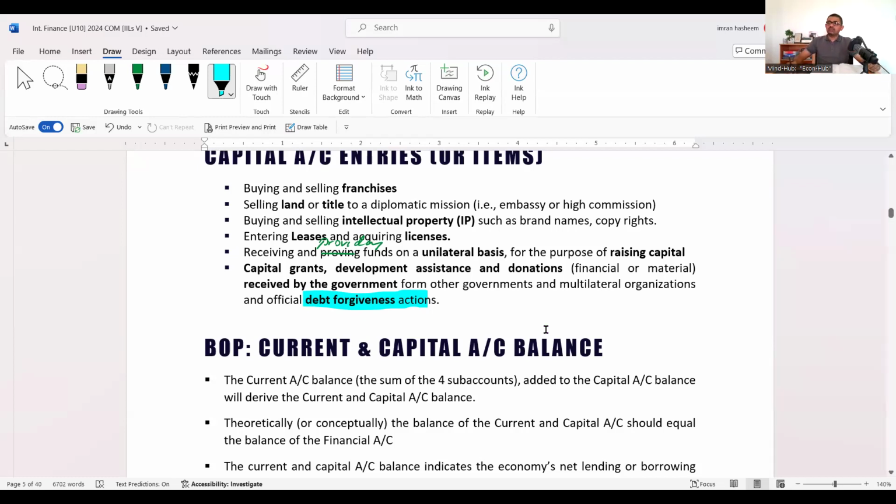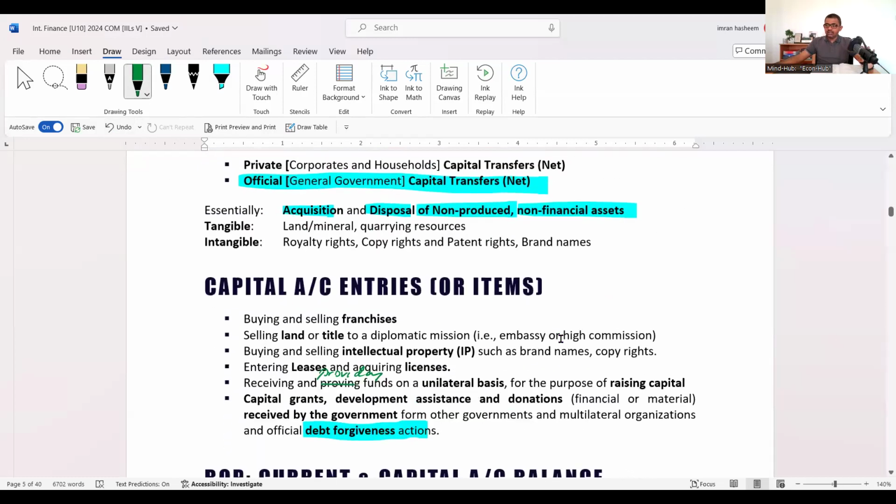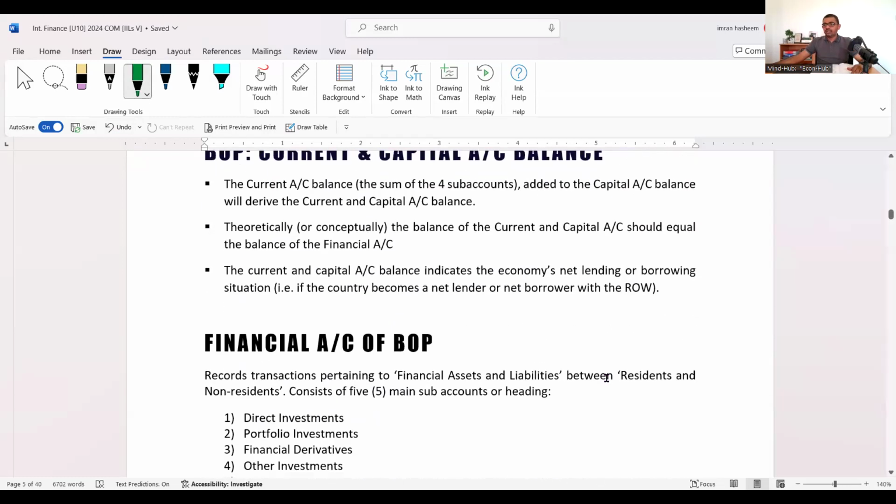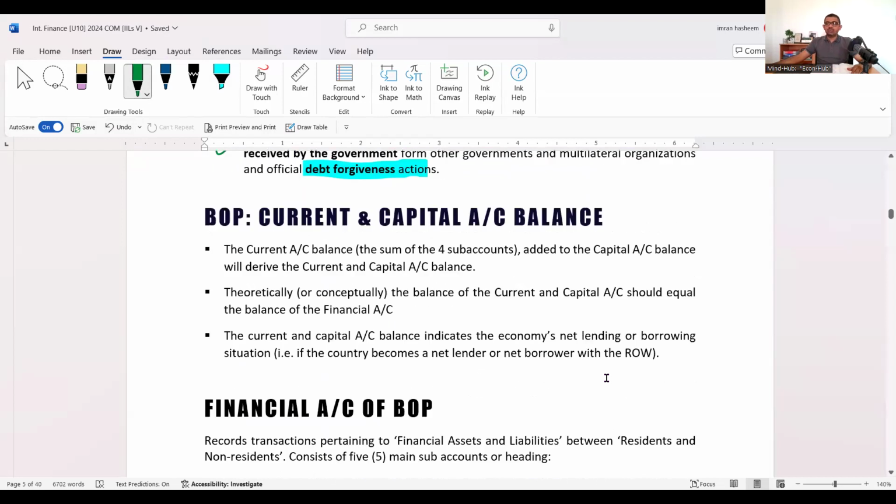Right. So make sure you have very broad knowledge about the capital account, but make sure you're very familiar with this list. Because if the examiner gives you a double entry based question or an estimation based question, some of these items can be used and they can check whether you know this goes into the capital account. Okay? Right. Then what is the link between the BOP current and capital account balances? The current account balance, the sum of the 4 sub accounts, added to the capital account balance will derive the current and capital account balance.